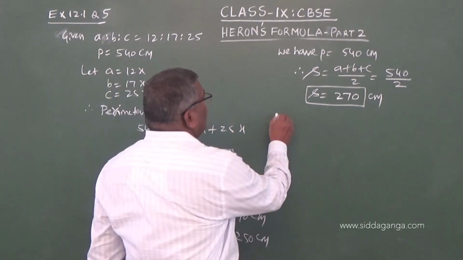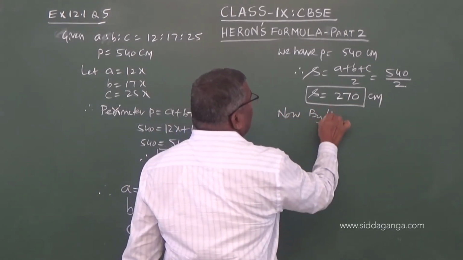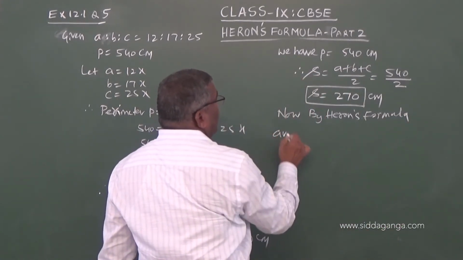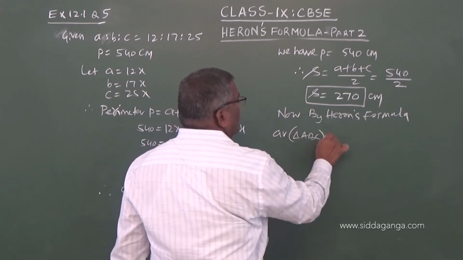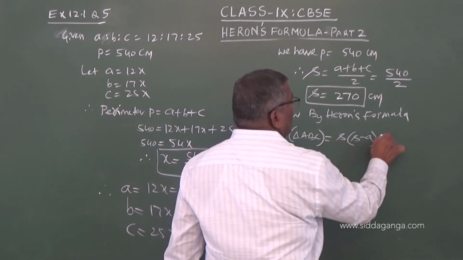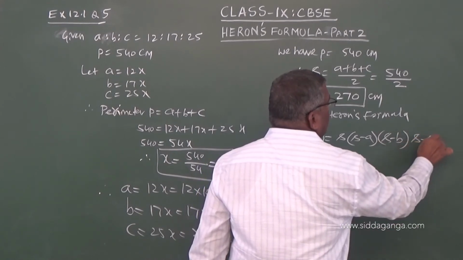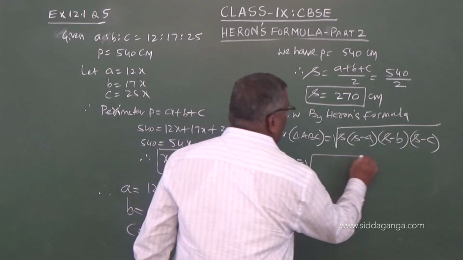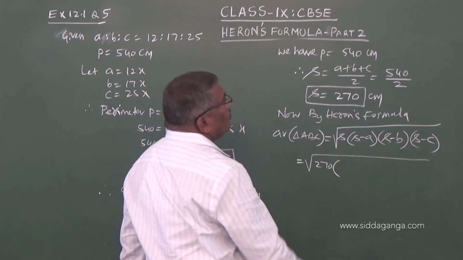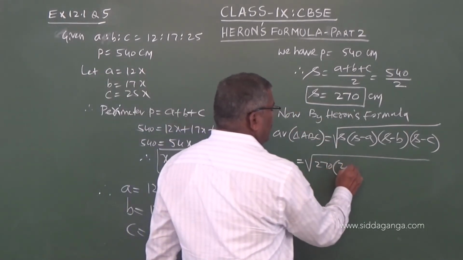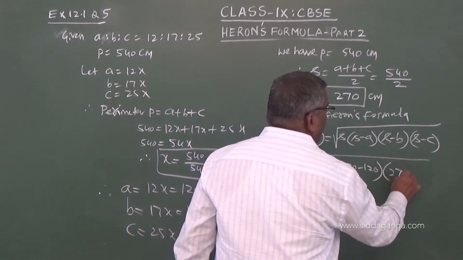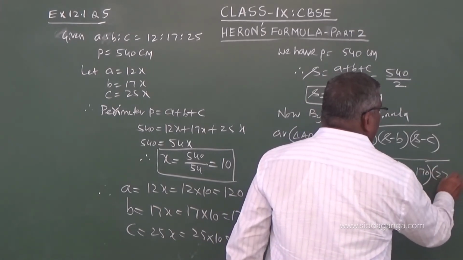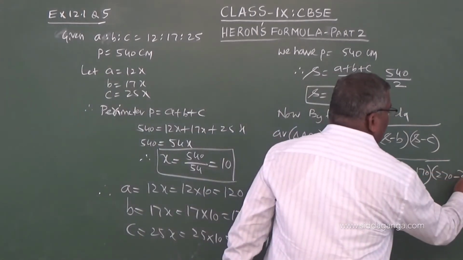So now, by Heron's formula, area of triangle ABC is equal to the square root of S into S minus A into S minus B into S minus C. Now this equals square root of S is 270 into 270 minus 120, 270 minus 170, into 270 minus 250.